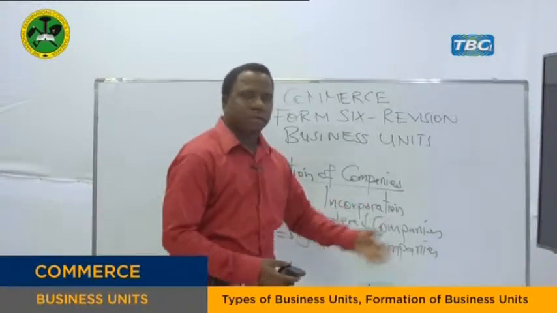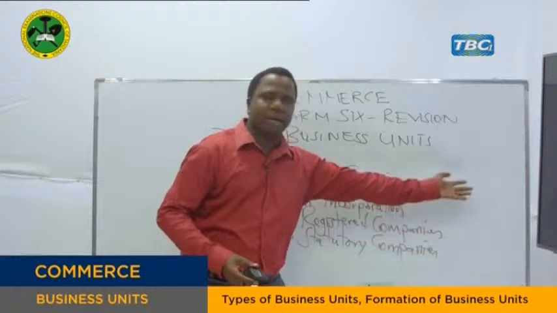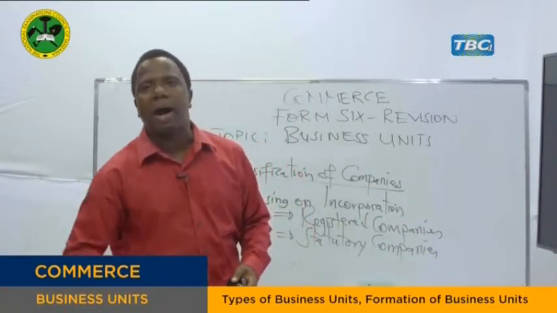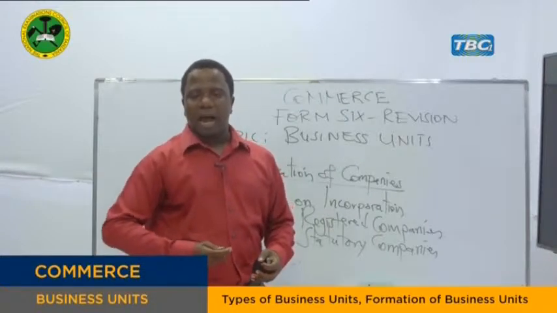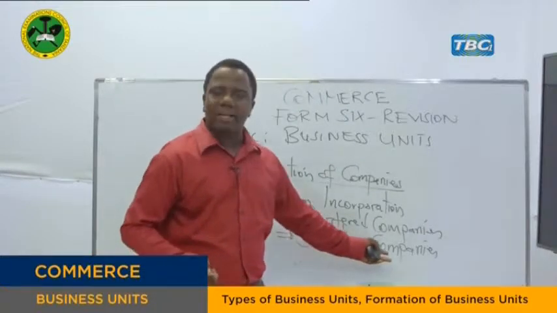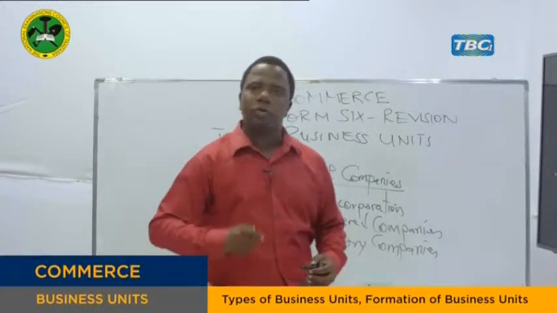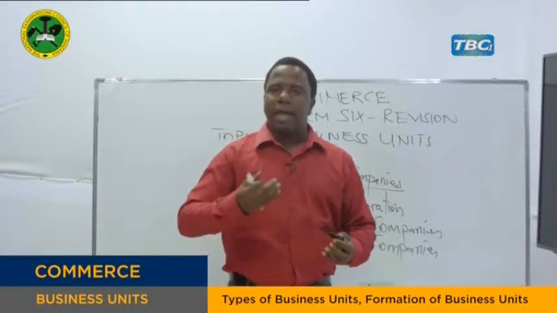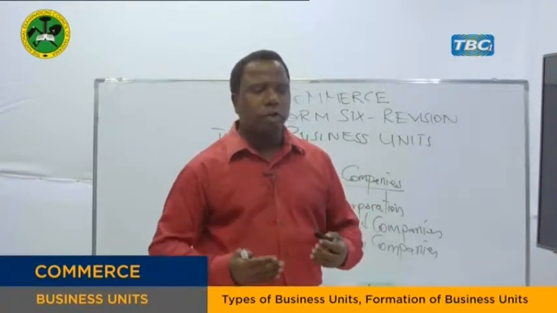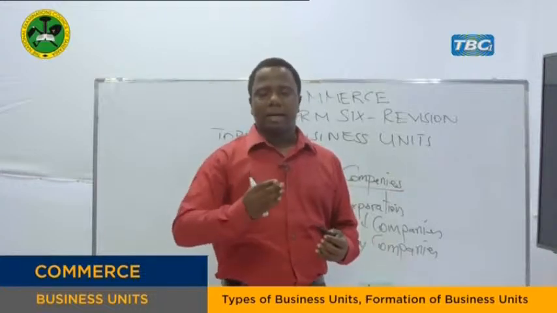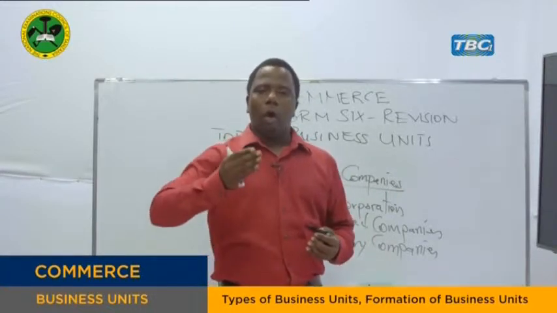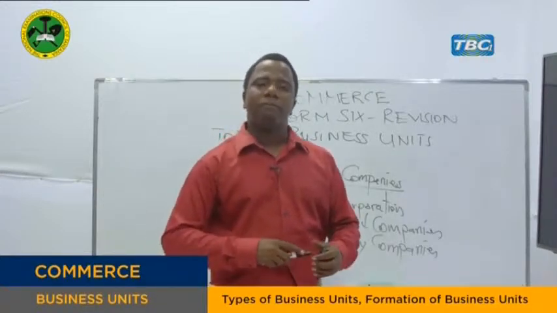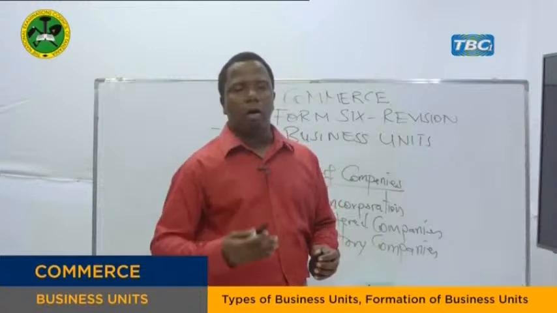So these registered companies can either be private companies or public companies. While these statutory companies are formed by an Act of Parliament. They are formed to provide essential services like electricity or water and other social services which are very essential to members of the public.